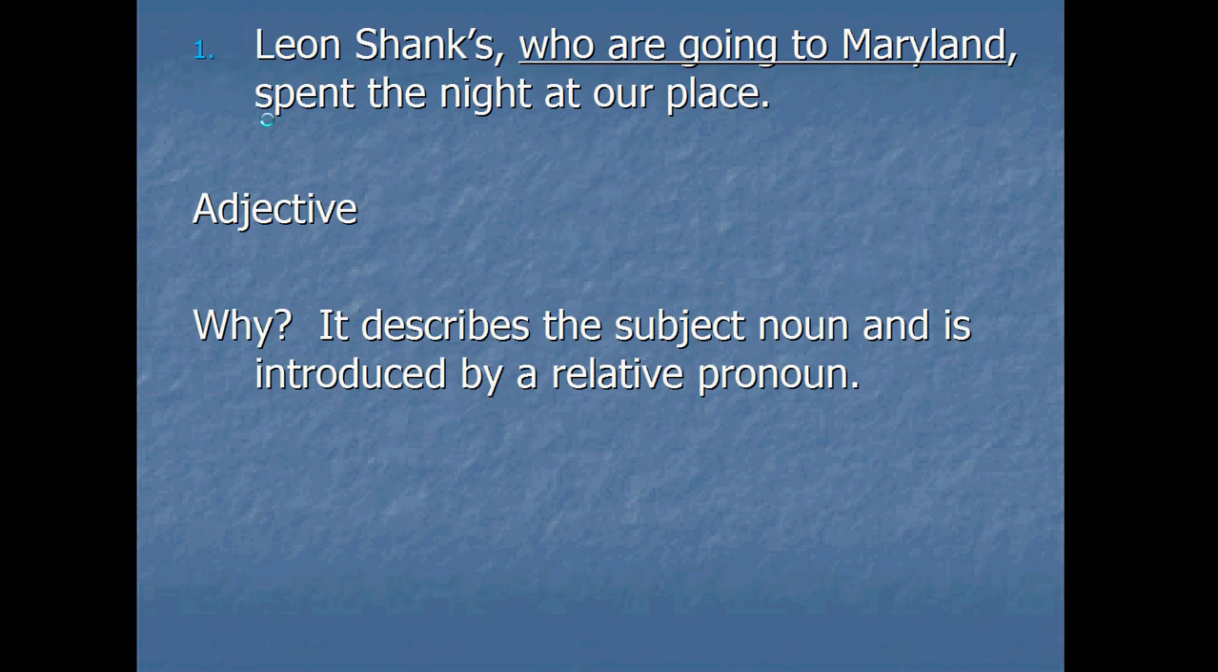First sentence, Leon Shanks, who are going to Maryland, spent the night at our place. This is an adjective clause because it describes the subject noun of Leon and is introduced by a relative pronoun, which is who.